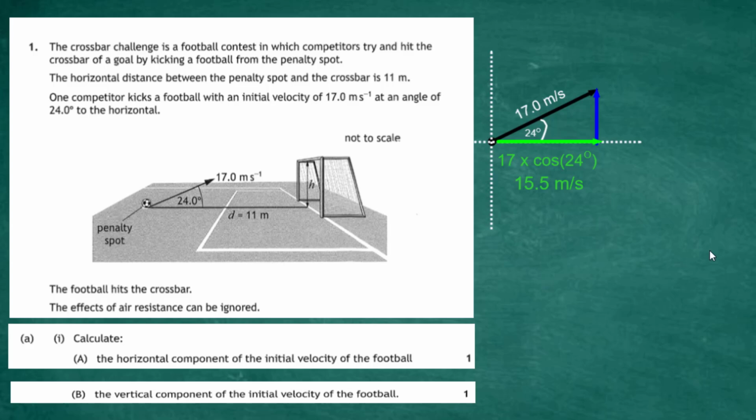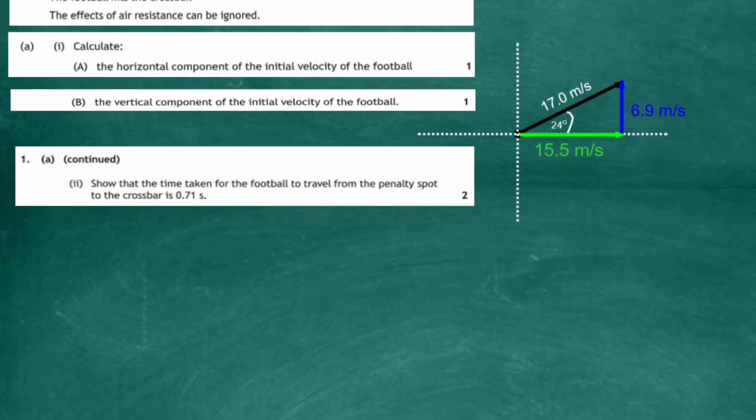What about the vertical component? The vertical component is always the sine of that, so it's going to be 17 times sine 24 degrees, and when we work that out in our calculators, we get an answer of 6.9 metres per second. So there we have the horizontal component velocity and the vertical component velocity, and that's us gained our 2 marks.